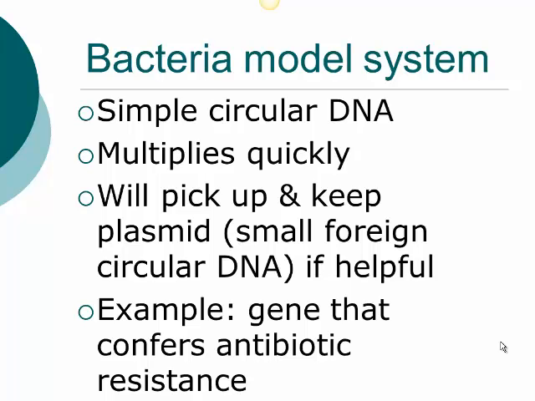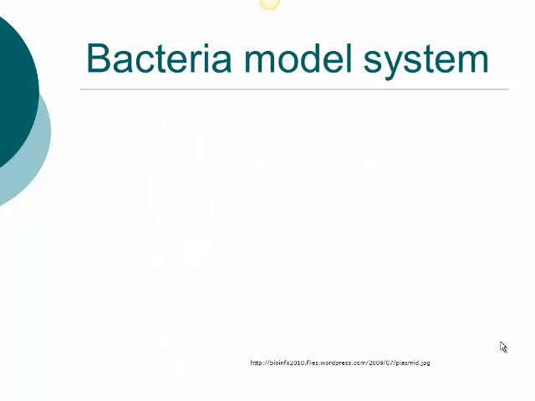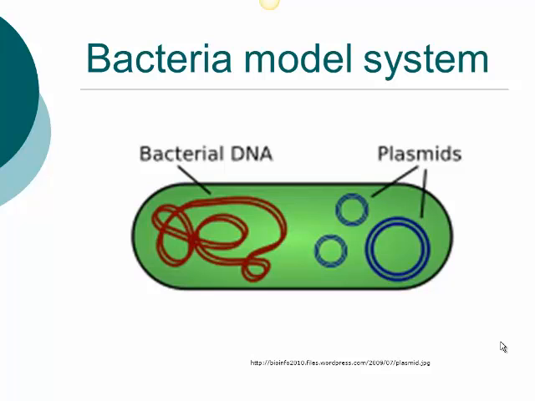So a gene that confers antibiotic resistance. And we've worked with that when we did our PGAL and PGLOW labs, looking at the operons. We used ampicillin resistance as a way to select the bacteria that had our gene. So in this diagram, you have the bacteria with the bacterial DNA in red and some plasmids in blue, circular plasmids. Notice they are indeed smaller.